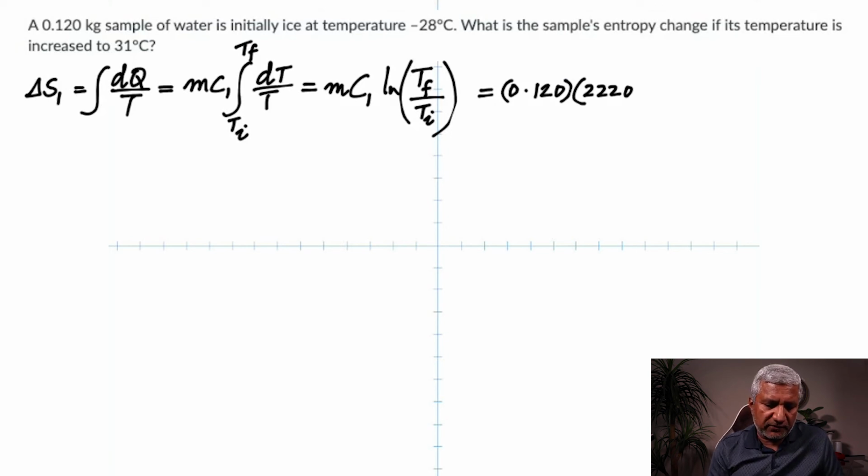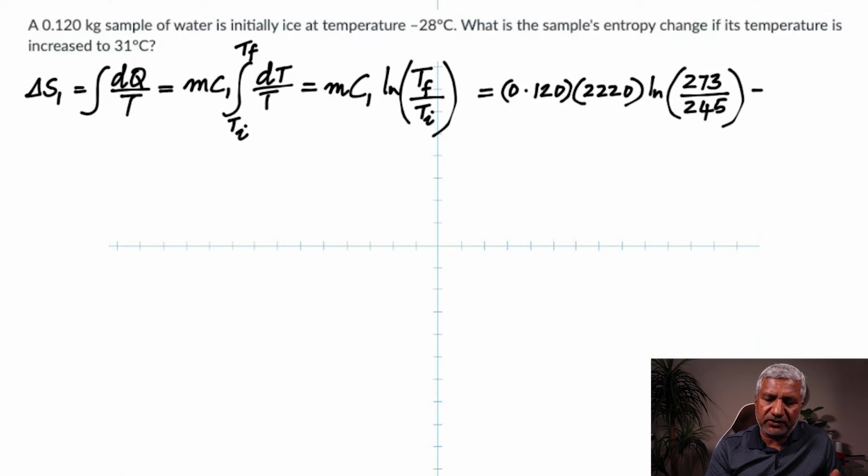Specific heat will be given. But notice something, the specific heat of ice is about half of that of water. See, water is at 4,186. But look at ice, because you're heating ice, it's at 2,220. It's in your textbook. If it's an exam, it'll be given. The final temperature is 273 because it's 0 degrees Celsius. And the initial was negative 28.